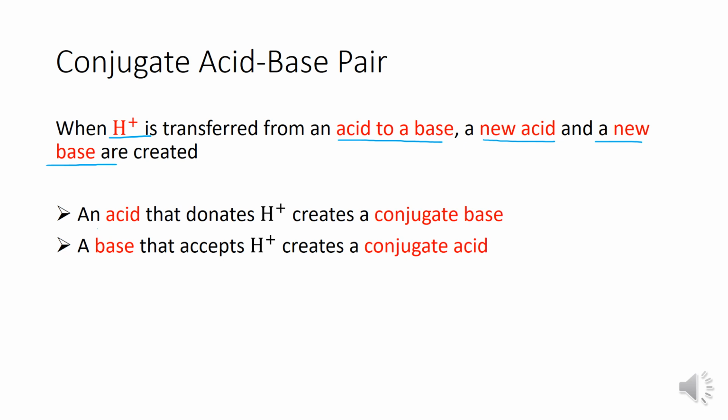So an acid that donates a hydrogen ion to another substance creates a conjugate base. And a base that accepts a hydrogen ion from another substance creates a conjugate acid.